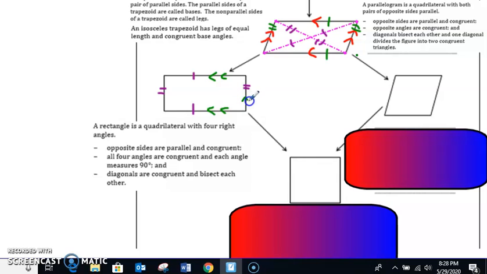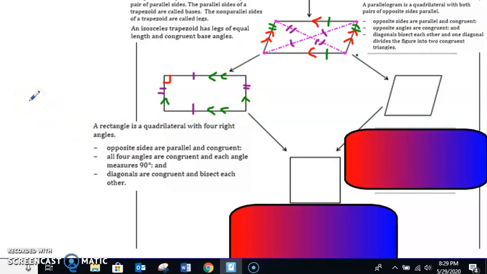And the right and the left are parallel to each other. So I'm just marking them with the congruent and parallel symbols. All four angles are congruent and each angle measures 90 degrees. So this is a 90-degree angle, then all of them are 90-degree angles.